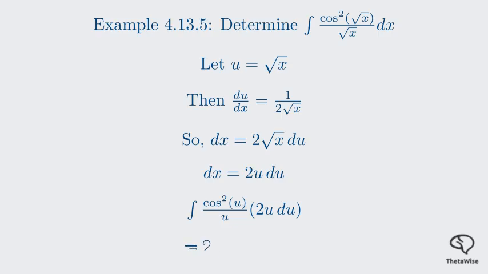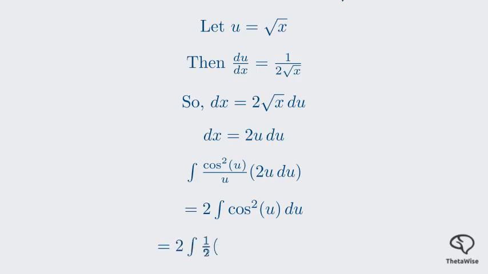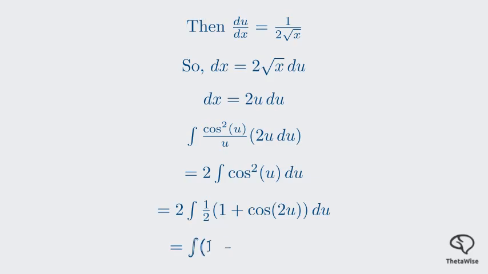This leaves us with 2 times the integral of cosine squared u. This is exactly the type of integral we've been practicing. Now we apply the identity for cosine squared. We replace cosine squared u with 1/2 times 1 plus cosine 2u. The 2 out front and the 1/2 in the identity cancel each other out.